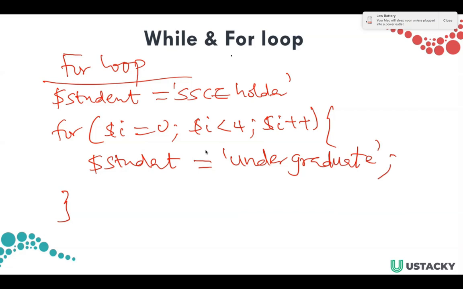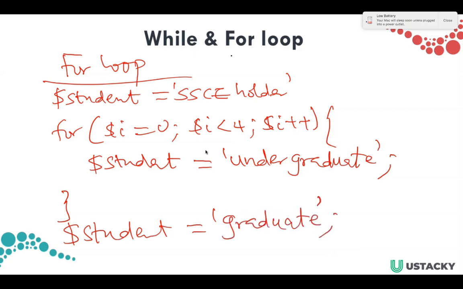He will remain an undergraduate for 4 good years, and that is when the loop is running. After 4 years, you will see the student here. At this point, he is a graduate. So this is the representation of the for loop academic calendar.